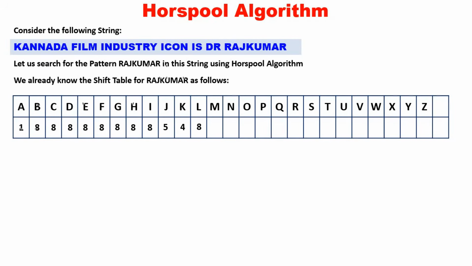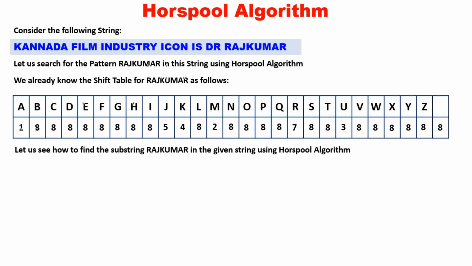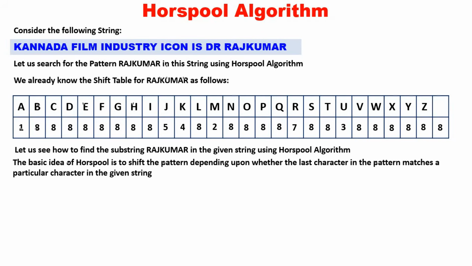Yes, already we have constructed the shift table. You know how to construct the shift table for a given string also. So this is the shift table for Rajkumar. Now let us see how to find the substring Rajkumar in the given string using Horspool algorithm. See, the basic idea of Horspool is to shift the pattern depending upon whether the last character in the pattern matches a particular character in the given string. Here we don't do the matching from the first character to the last character. Instead, we do the matching from the last character to the first character. We do matching in the Urdu style.